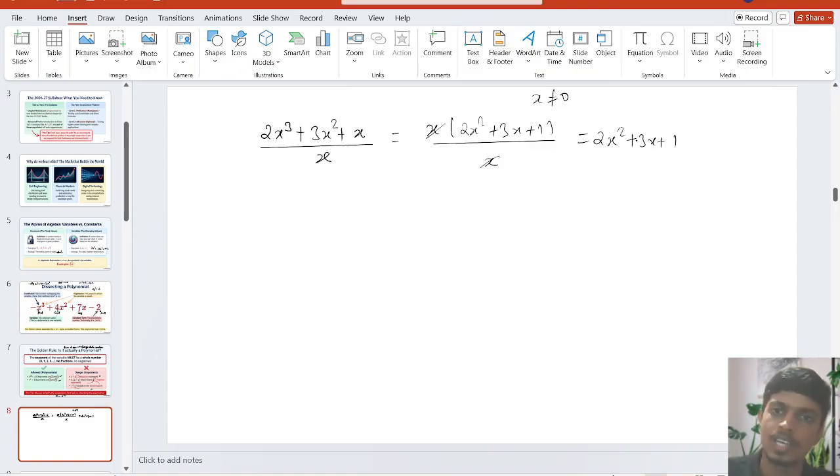So you understand this is a polynomial. Here the variable x has power 2, a whole number. Here x has power 1, a whole number. Here the constant term has power 0, which is a whole number. So we can say that this is a polynomial in x.